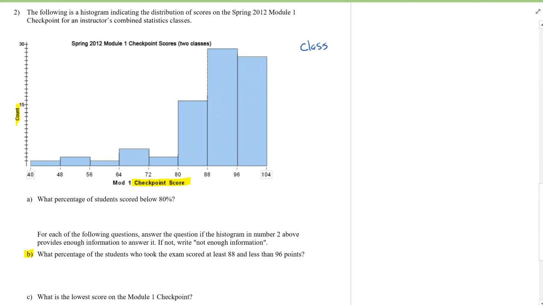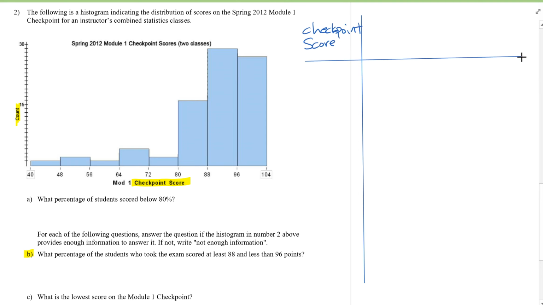Class. In this case, it's just your checkpoint score. Let me write down checkpoint score as the class, and then I also have another column for frequency. Okay, so let's do it.